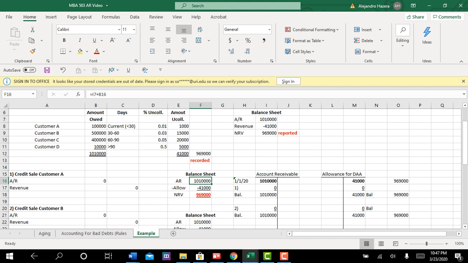And there's a couple of very important subtleties here. Okay, so let's go ahead and make our first assumption, make our first entry. Let's assume that you sell something on credit to customer A, and let's assume that is for $20,000.